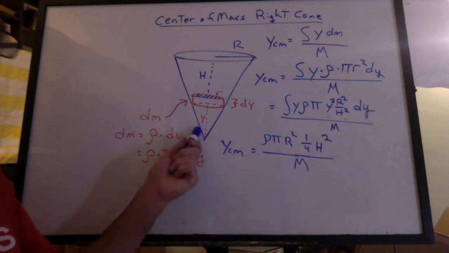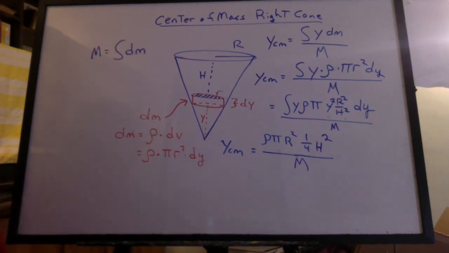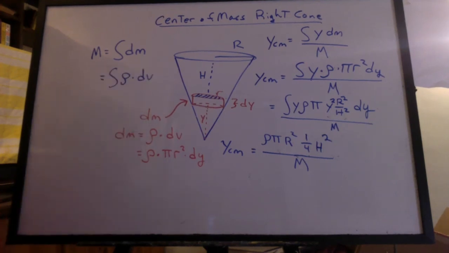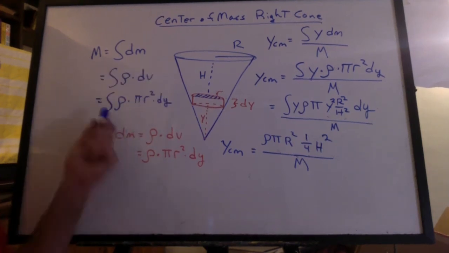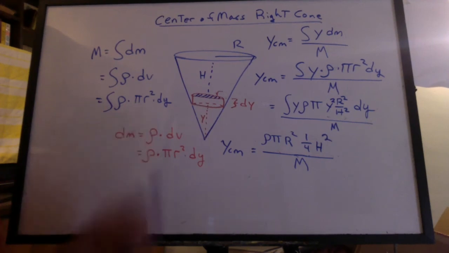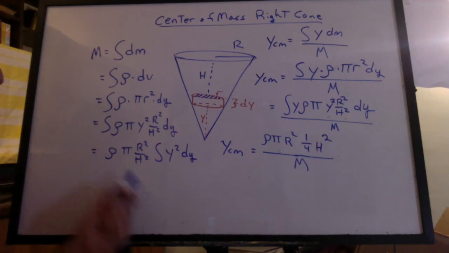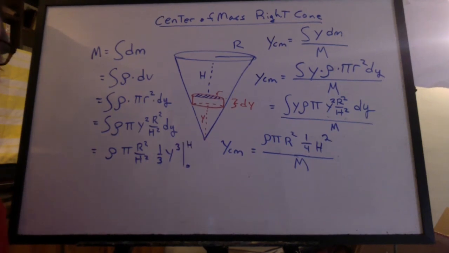What's the mass of the right cone? The mass will be the integral of all the little masses. Doesn't that look familiar? Density times the little volume. Same similar triangle idea. These are all constants. Integrate 1/3 y cubed. Put in the limits, and now we can reduce.